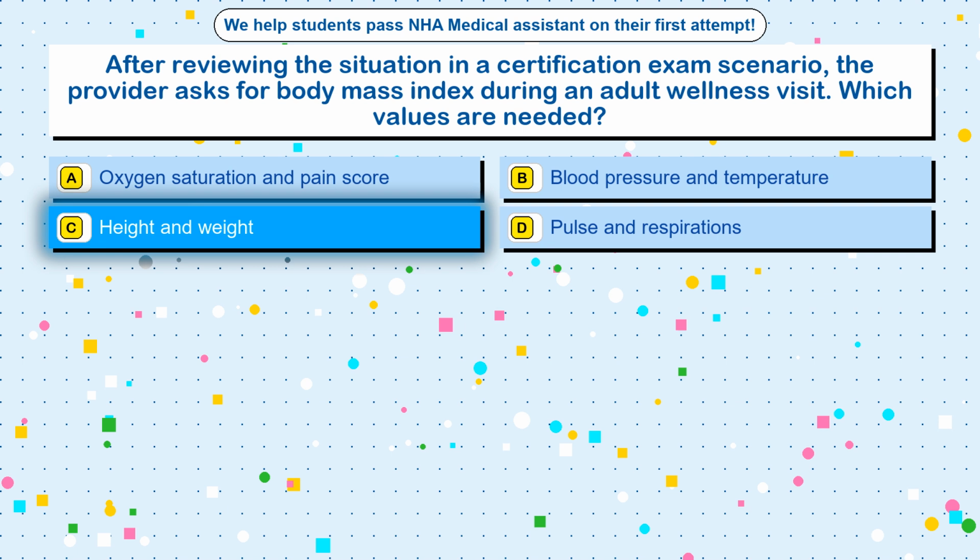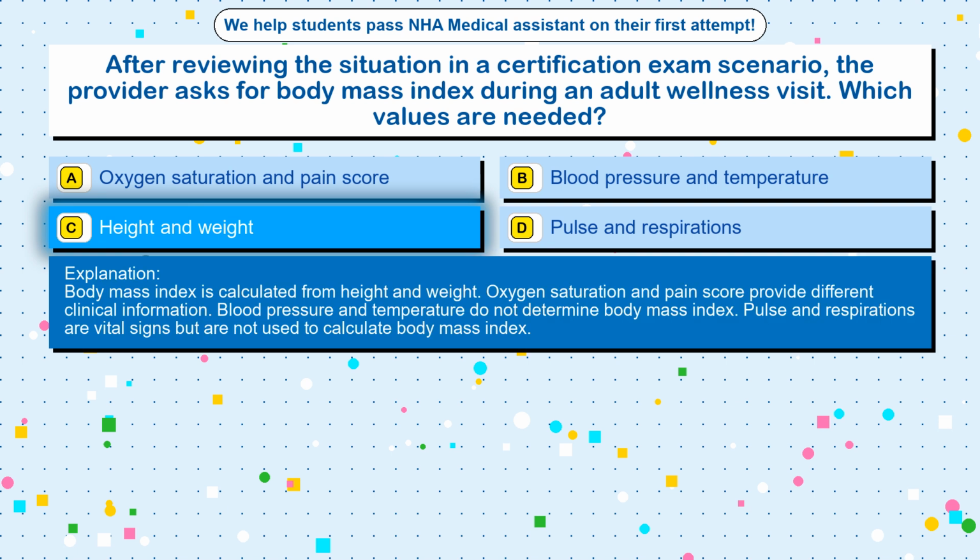The correct answer is option C, height and weight. Body mass index is calculated from height and weight. Oxygen saturation and pain score provide different clinical information. Blood pressure and temperature do not determine body mass index. Pulse and respirations are vital signs but are not used to calculate body mass index.